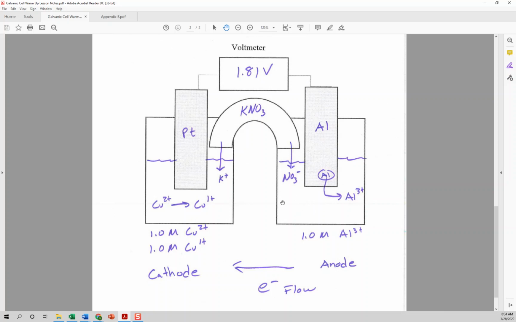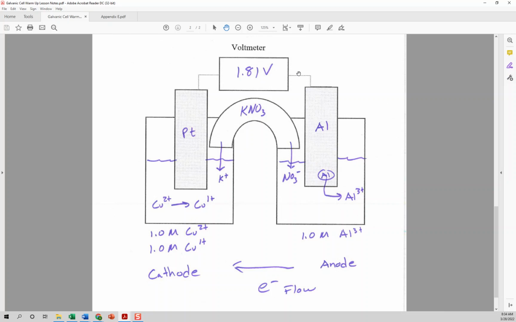So remember, we're starting with 1 molar aluminum 3 plus, but as the reaction proceeds, we're going to gain more aluminum 3 plus in this compartment. And another thing to understand is the mass of this electrode is going to decrease as we lose aluminum, because any aluminum that gets oxidized is going to break off of the electrode and dissolve into solution, okay?